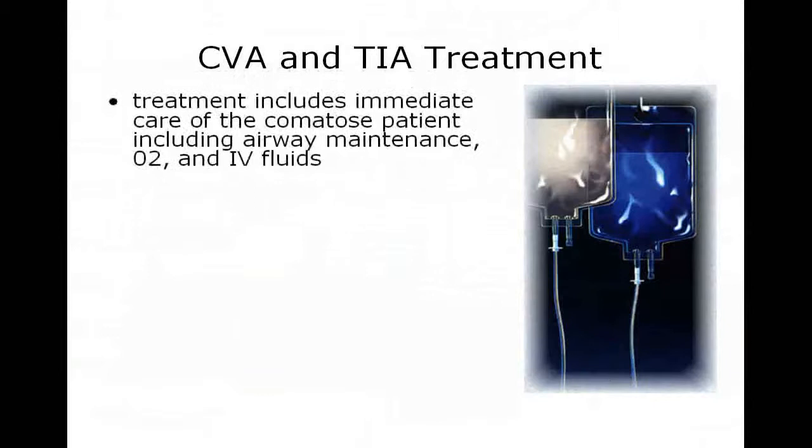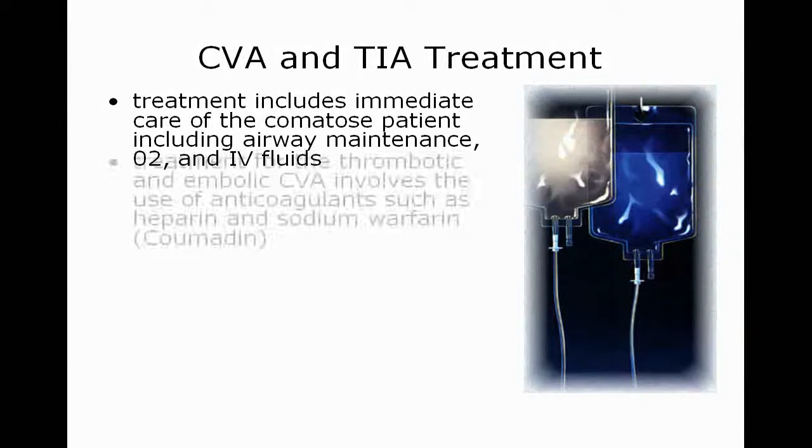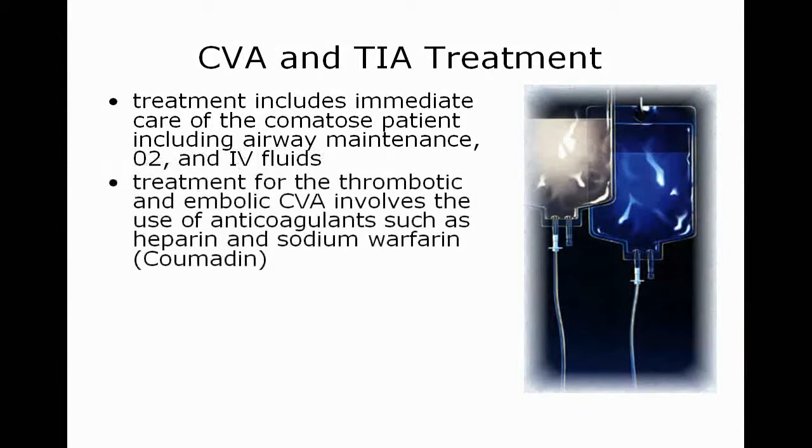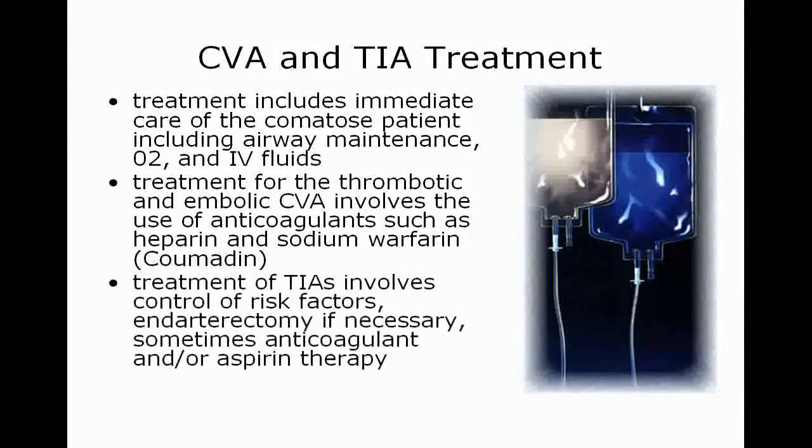Okay, here's some of the immediate treatments. Of course, if the person's comatose, the airway has to be maintained, oxygen, IV fluids. The thrombotic and embolic CVA treatment involves the use of antiplatelet or anticoagulant drugs like Coumadin that I've named here. Treatment of TIAs, control of risk factors. That's the smoking, control of the diabetes, losing weight, exercising more.